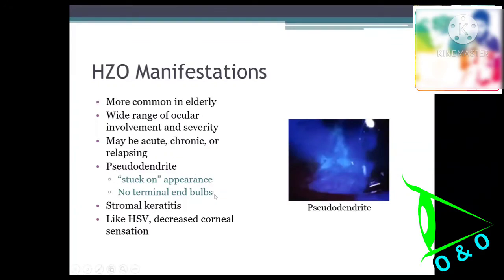And the dendrites are not quite as well formed. You don't have terminal end bulbs, so there's no nice ending to the dendrite. It's a little bit branchy, but not as pretty as what you'll see with a simplex keratitis. It can lead to stromal keratitis, and like simplex, you're going to have decreased corneal sensation.